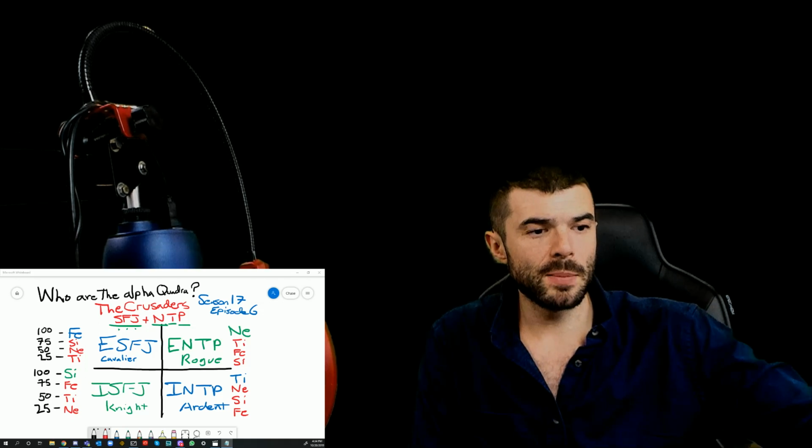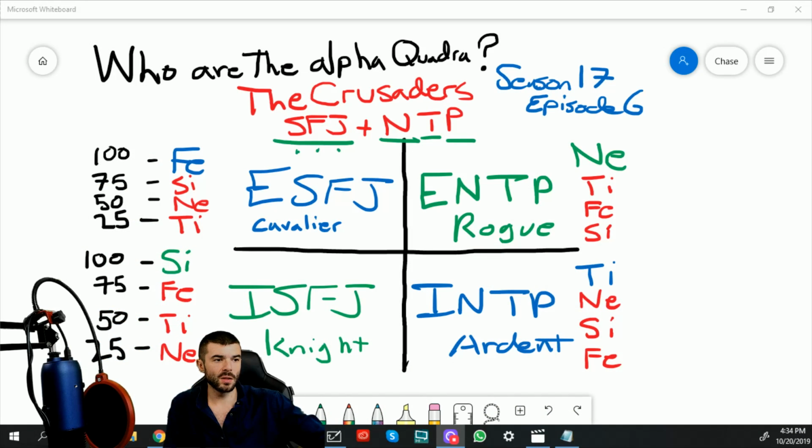So let's use an example here on this whiteboard. If we'll just take a look. Notice we have this four-piece little grid. We have the ESFJ Cavalier, the ENTP Rogue, the ISFJ Knight, and the INTP Ardent. Each of these four types belong to the Alpha Quadra, or what I like to call the Crusaders. The Crusaders each have extroverted feeling, introverted sensing, extroverted intuition, and introverted thinking cognitive functions within the top four slots of their cognitive function stack, and they are all within their ego.